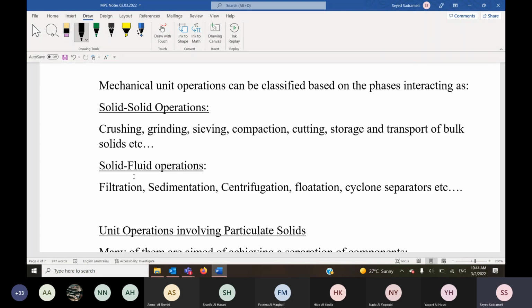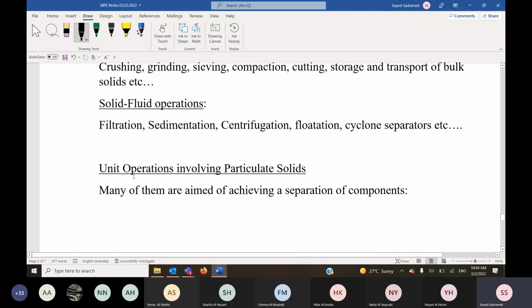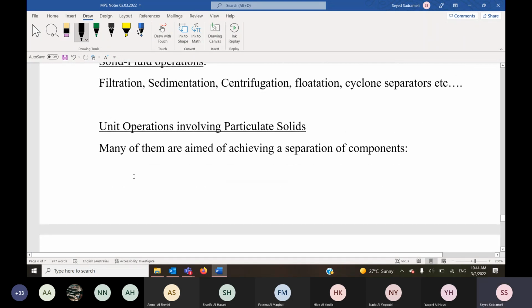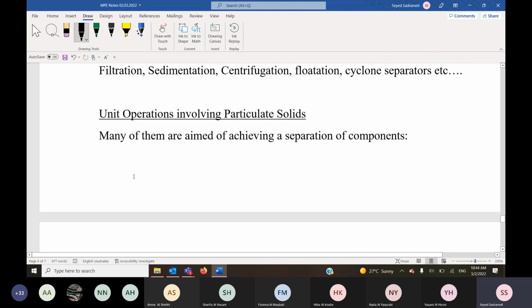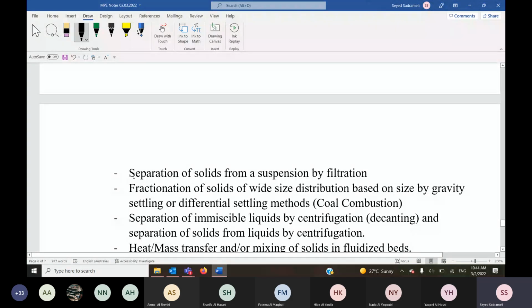Okay, so unit operations involving particulate solids. Many of them are aimed at achieving separation of components, like separation of solids from suspension by filtration. So you have a suspension of solid and liquid together. You send them through the filters, and by filtration you can get pure liquid out of the solids in the mixture or in the solution.